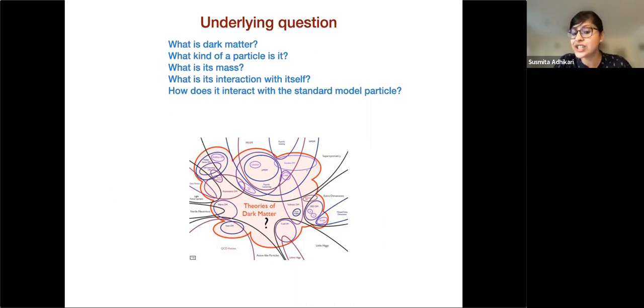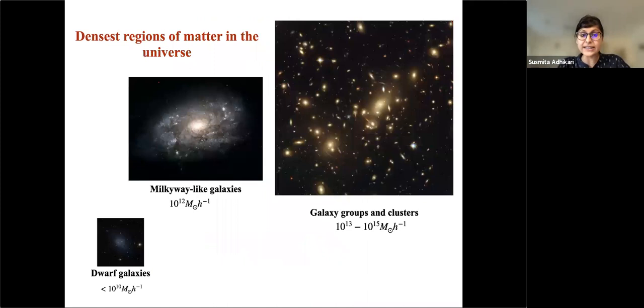What kind of interactions does it have other than gravity? Does it have any really weak interactions with any other kind of particles that we're not able to see because the interactions are so weak? And those are the types of questions that we try to answer and design ideas to test the different properties of dark matter. These halos are essentially the densest regions of dark matter in the universe.